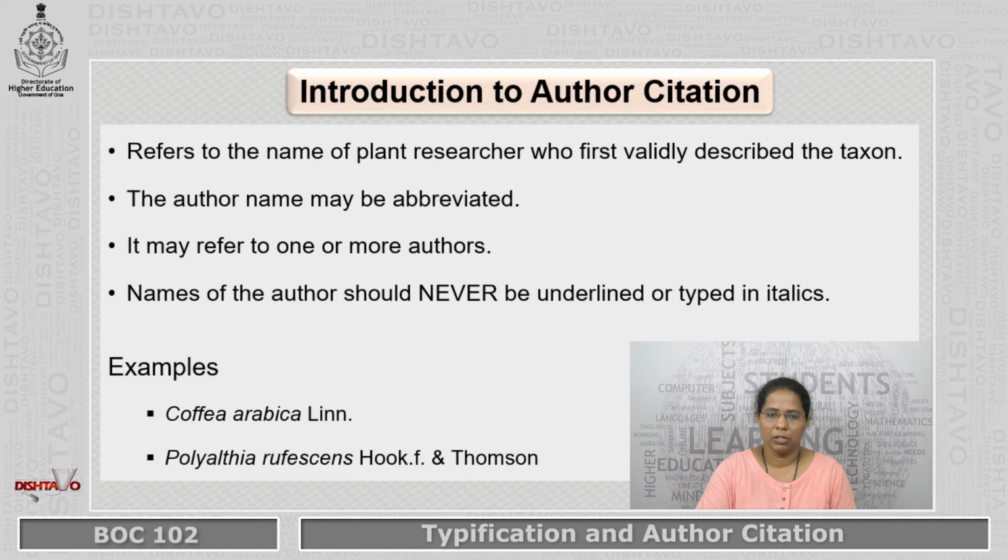Coffea arabica was first described by Linnaeus, so the author citation is shown as Linn., the abbreviated form of Linnaeus. Polyalthia refusans was described by Hooker f. and Thomson. As you can see here, there is an initial after Hooker, that is to show that there is more than one Hooker, so an initial is used to show the distinction.